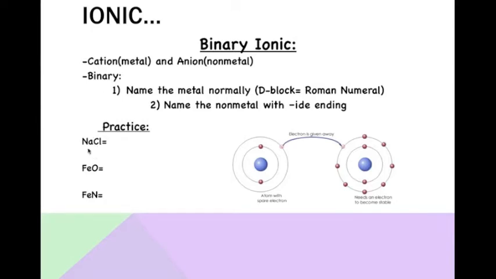So for number 1, we have NaCl, which is sodium, and then we'll have chloride, because we're going to add the ide ending. And for this one is iron oxide, but we have to add iron 2 because it has a 2 charge and it's a D block element. And then for the last one, we have iron and nitride, and it'll have a number 3 charge, so I'll have a Roman numeral 3 because it's a 3 charge.